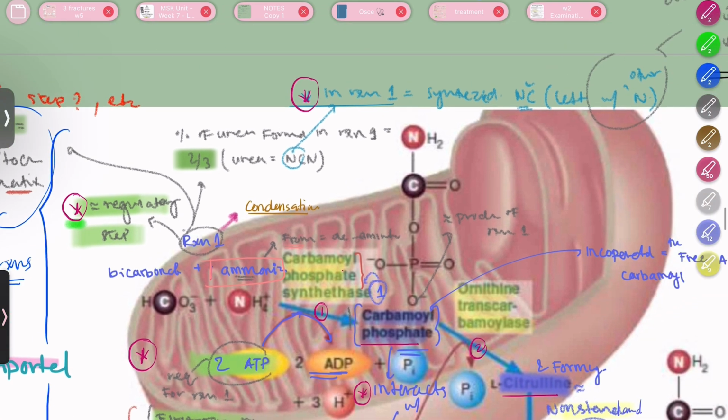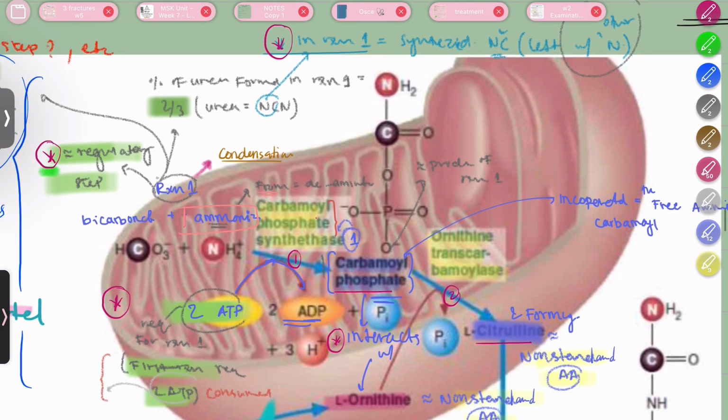Another thing is that the very first nitrogen is incorporated, since we said that the normal structure of urea is NCN, two nitrogens and the carbon in the middle. So the very first nitrogen is incorporated via reaction number one, and the source is the free ammonia. So that's it for reaction number one, and then we go through this whole cycle in order to generate the other nitrogen.